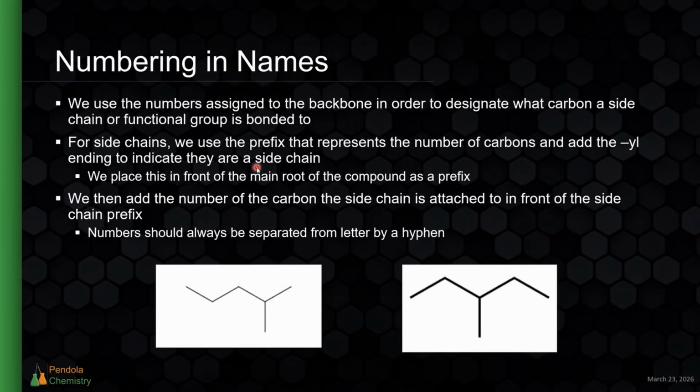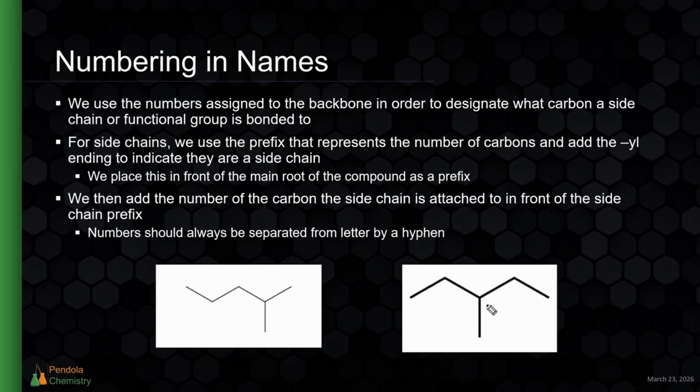Well, we're going to use the numbers we assign to the backbone in order to designate what carbon a side chain or a functional group is bonded to. So we're going to have to follow a few different rules. For side chains, we're going to use the prefix that represents the number of carbons and add the YL ending to indicate they're a side chain. So we place this in front of the main root of the compound as a prefix.